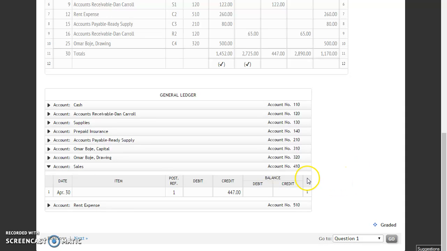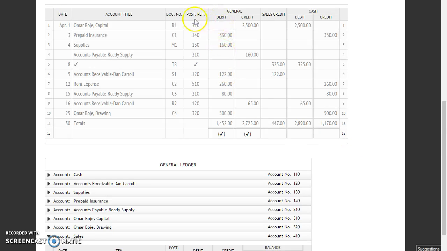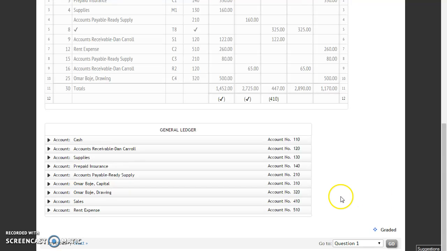Now, sales normal balance is credit as well. So I know I'm going to have my balance running in that credit column. I start off with a zero balance. I add 447 to it. My new balance is 447. Account number 410. I don't have a post ref line to put it in, so I'm going to put that account number right below this total line. Oops, I'm sorry, mistype. It is 410, that account number 410. They will put the parentheses in there for you. That is something you will need to include to show that you have posted it, but they do enter in the parentheses for you. So I'm going to go ahead and close out sales.